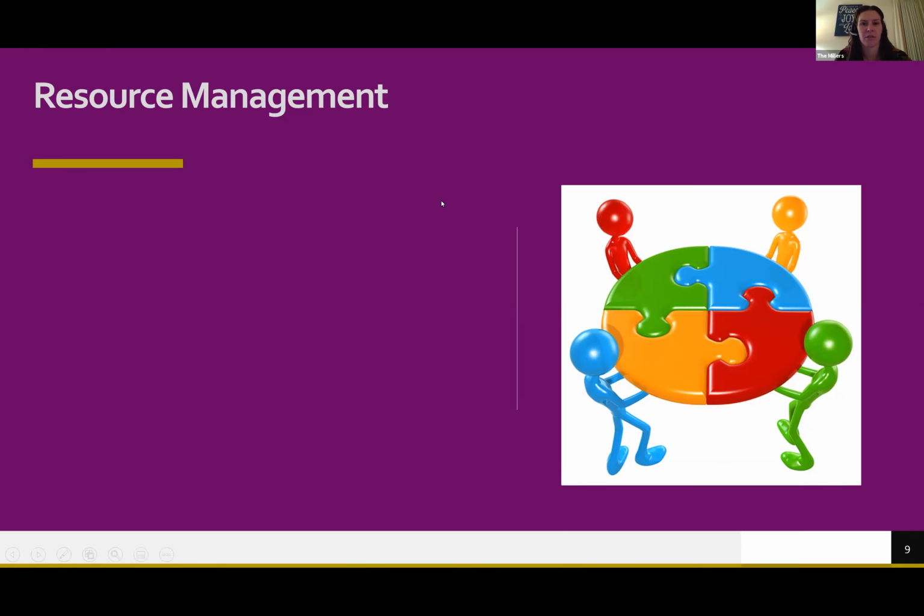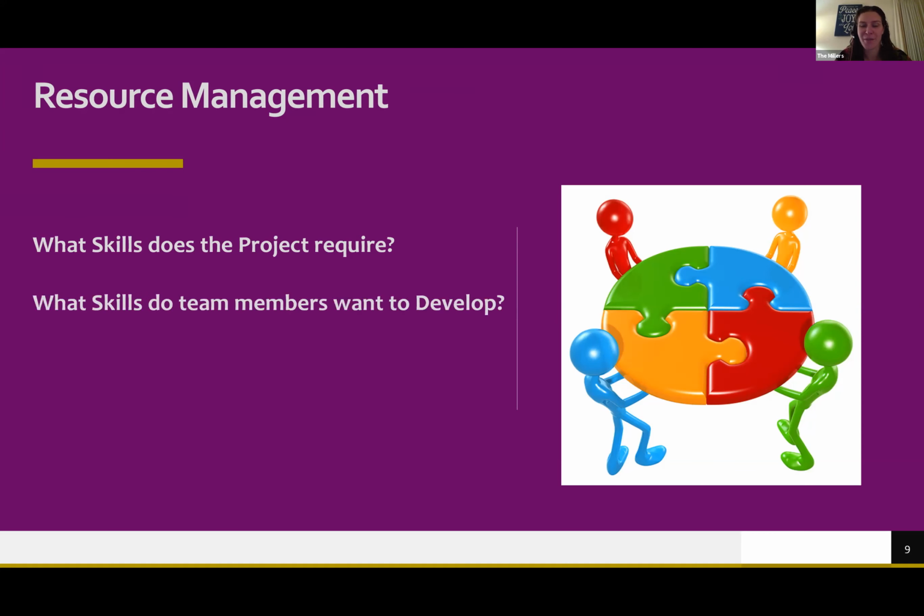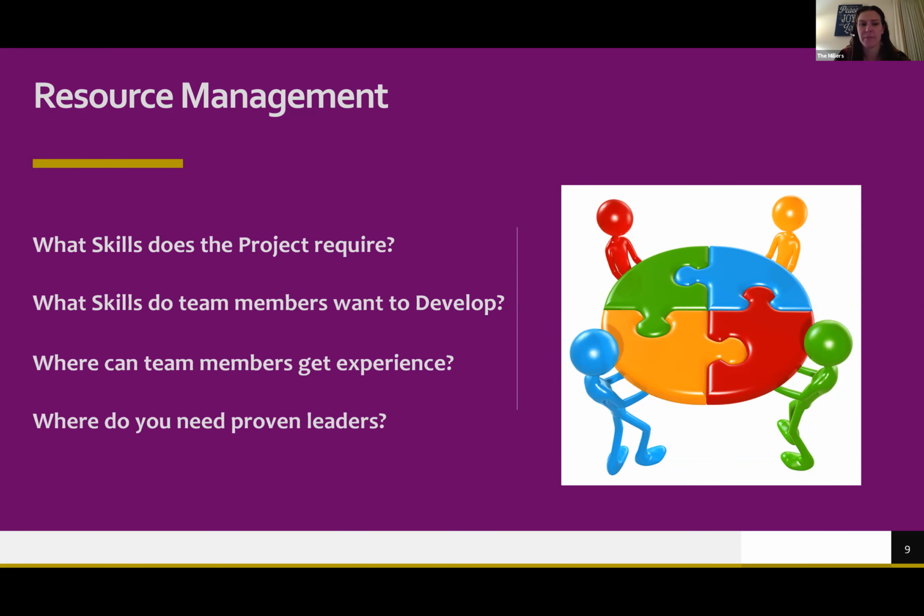To do that, there's a couple of key questions that I ask myself, and I encourage you to ask these questions as you are operating your chapter. What skills does the project or event, in our case, require? What skills do my team members want to develop? Where can team members get experience in my project? And where do I need proven leaders?